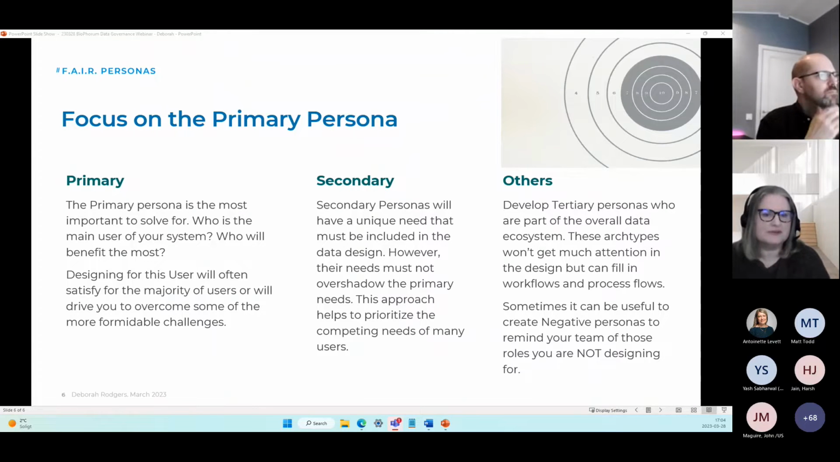There are other kinds of personas as well. You can have tertiary if you want to populate your ecosystem with those. And then sometimes it's helpful to have a negative persona. That is helpful when people on the design team or within a company have disagreements about who the main person should be. It's helpful sometimes to say, okay, let's come up with an agreement about who we aren't designing for, and that becomes the negative persona that you can build agreement around. So that's just a quick intro to working with personas for fair practices.